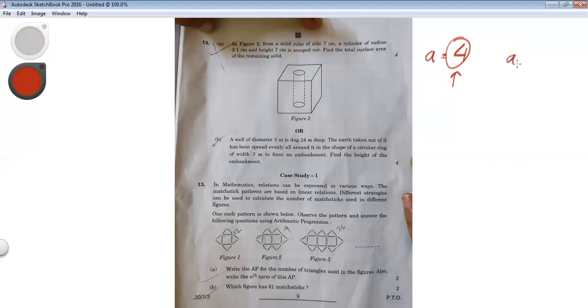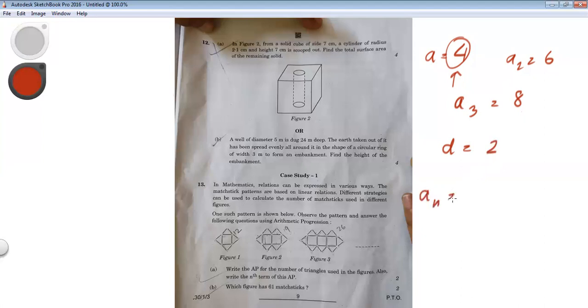In the second figure, A2, you are going to be using 6. In A3, the third figure, you are going to be using 8 triangles, right? So therefore, the common difference is going to be 2. Also write the nth term of the AP.